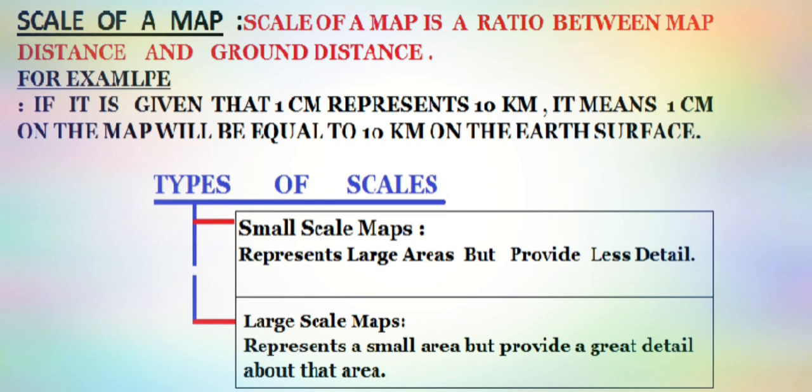Then based on the size of the scale, maps have been classified as small scale maps and large scale maps. Small scale maps. These maps represent a large area but provide less detail. Large scale maps. These maps represent a small area but provide a great detail about that area.